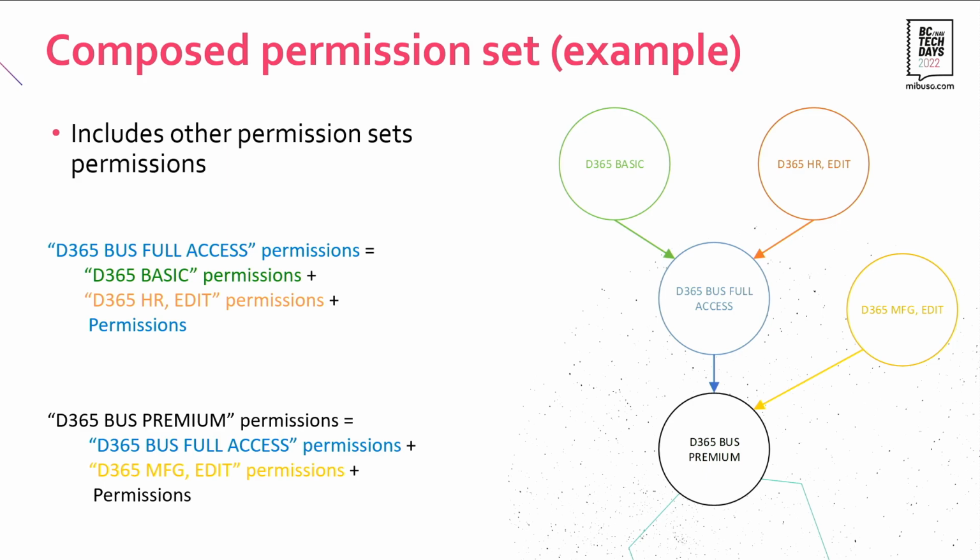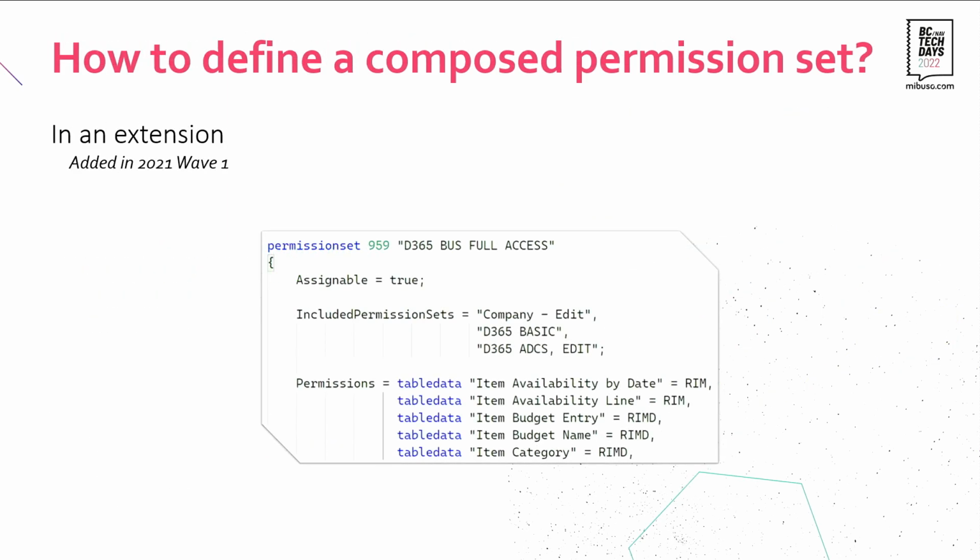Now, you might think that this is old news because you could do this already in 2021, Wave 1, in metadata. That was actually the release where we moved the permission sets into metadata so that you could now distribute them together with your app. You could see here that it has included permission sets, but it was cheating a little because when it was added to the system, it would just be flattened. So at that point in time, there weren't really any permission sets inside other permission sets.